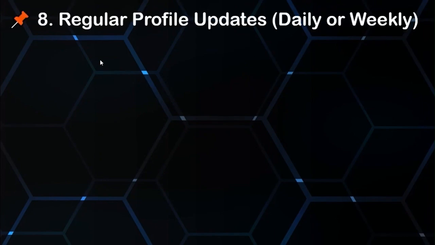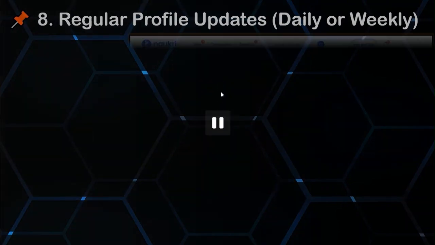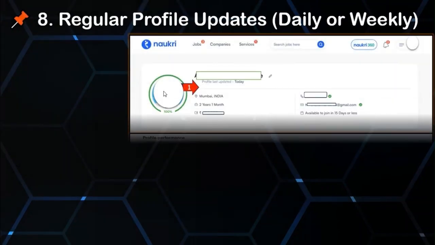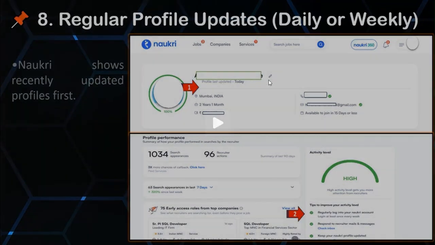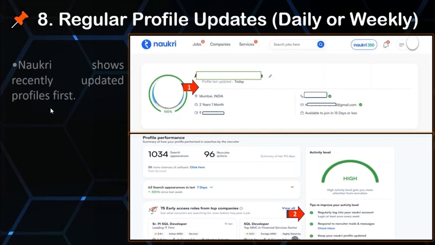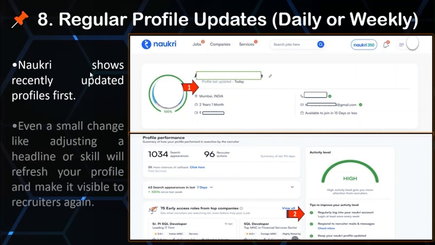Now, tip number 8: regular profile updates, daily or weekly. I will suggest that freshers update their profile regularly, so the recently updated profile comes first. This is the search engine criteria. If you want your profile searches to increase, you can definitely complete these changes. Update your profile regularly and verify the details like your mobile number and email ID regularly. Also, you can mention all the details here. Adjusting the headline or skills will refresh your profile and make it visible to the recruiter.